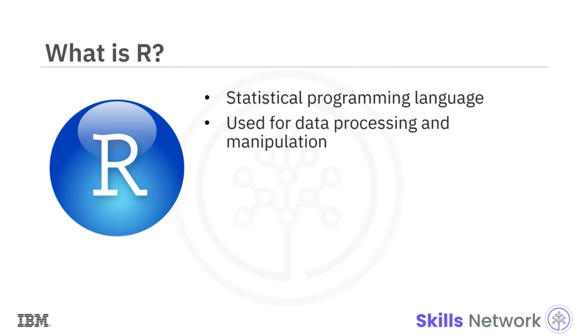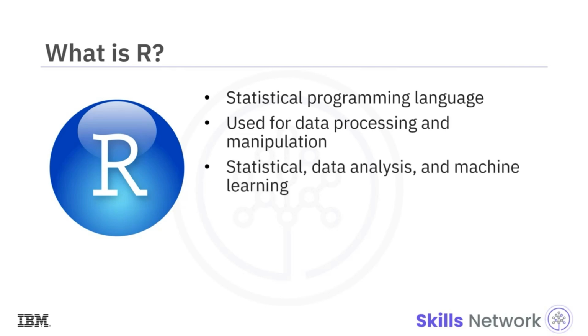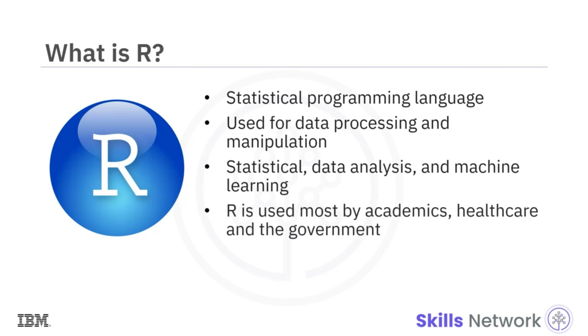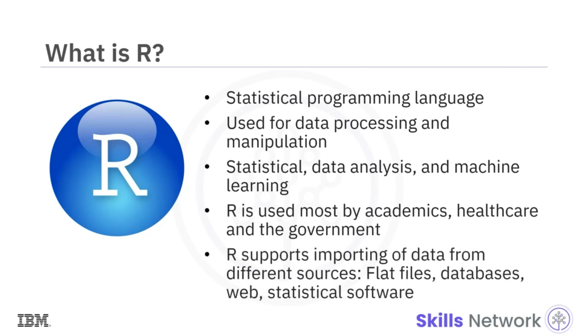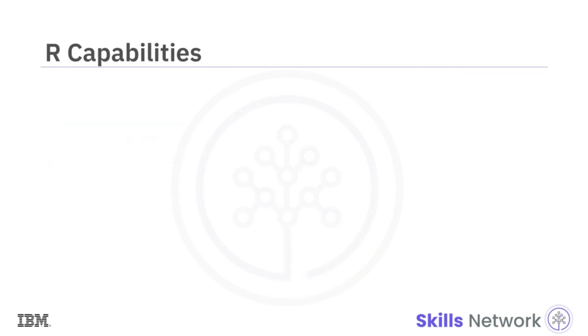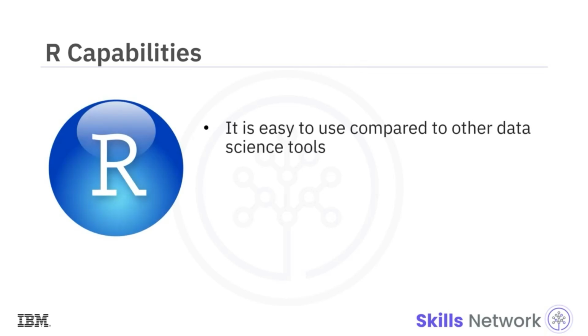It is a powerful tool for data processing and manipulation, statistical inference, data analysis, and machine learning algorithms. Based on a 2017 analysis, it was found that R is used most by academics, healthcare, and the government. R supports importing data from different sources, like flat files, databases, web, and statistical software such as SPSS and Stata. R is a preferred language for some data scientists because R functions are easy to use.